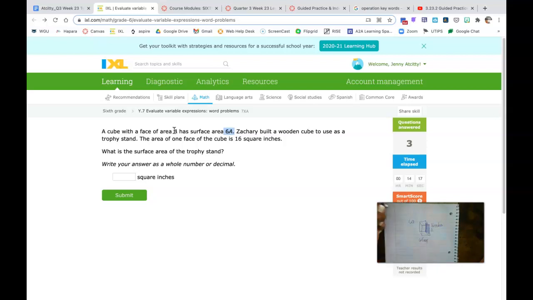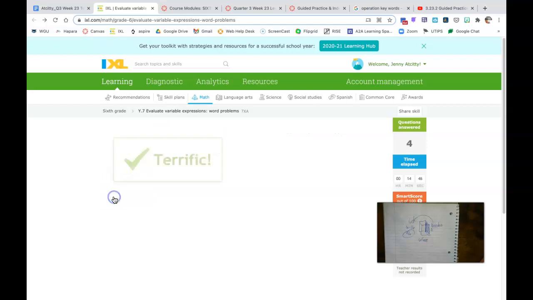So when I substitute 16 into my expression 6A, I'm going to multiply 6 times 16 to find the surface area of the trophy stand. I can use my calculator to do that. I'm going to multiply 16 times 6, and that gives me a surface area of 96. So the surface area of the trophy stand is 96. I'm going to type that into my answer box.